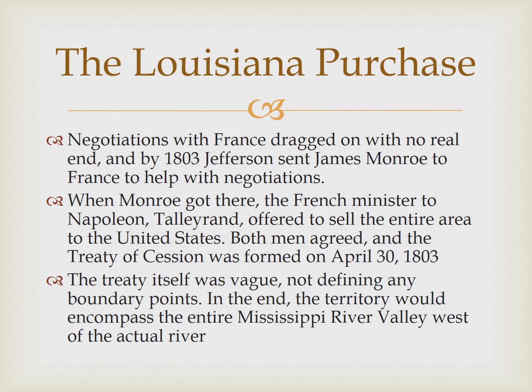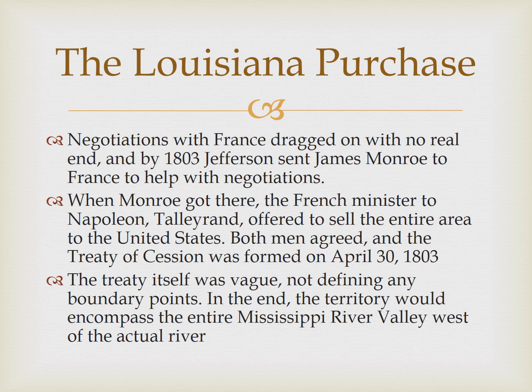Now, Jefferson was not actually aware of the Treaty of Cession initially. He became aware of it after the fact, after Livingston and Monroe had negotiated the sale. But the treaty was pretty vague. It didn't define boundary points very well. But basically what it did was it encompassed the entire Mississippi River Valley west of the actual Mississippi River. And I have a map coming up where you'll be able to see exactly what that looked like. Okay, but greatest land deal in American history, and perhaps of all of history, for that matter.